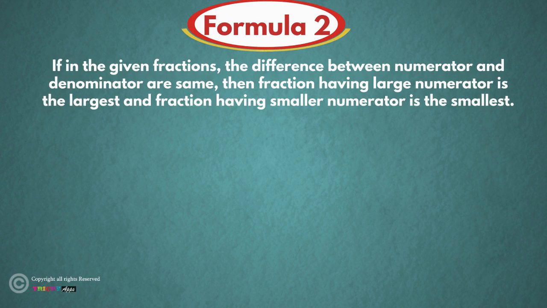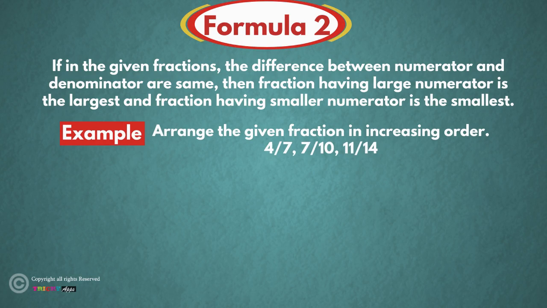Formula 2. If in the given fractions, the differences between numerator and the denominator are the same, then the fraction having the larger numerator is the largest and the fraction having the smaller numerator is the smallest. Let us see an example. Arrange the given fractions in increasing order. The fractions are 4 by 7, 7 by 10, 11 by 14.